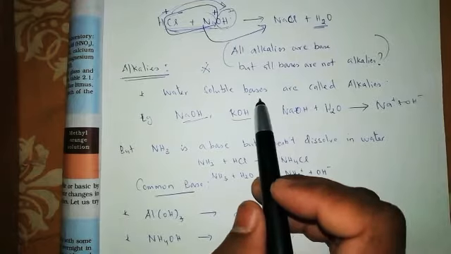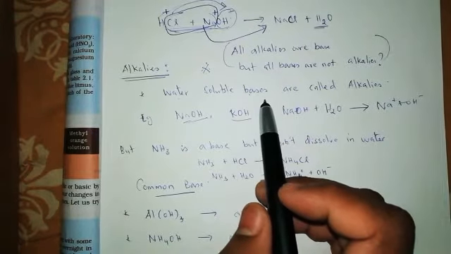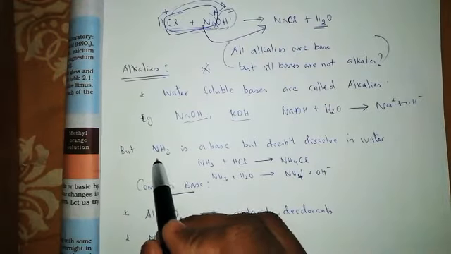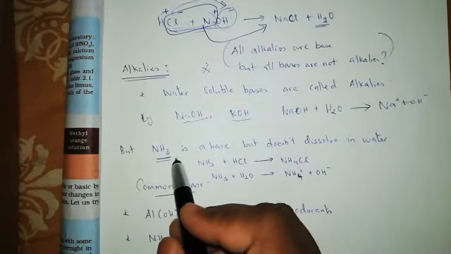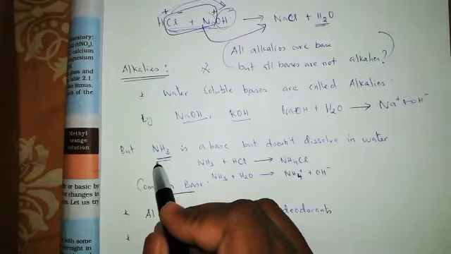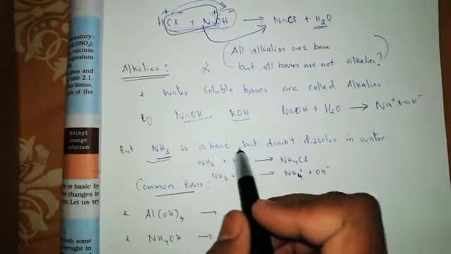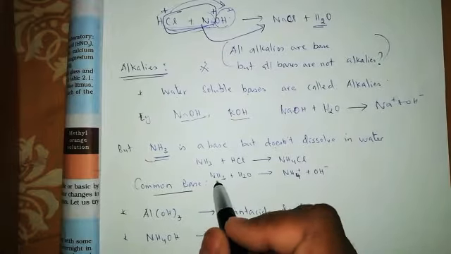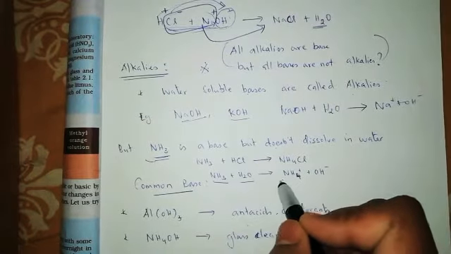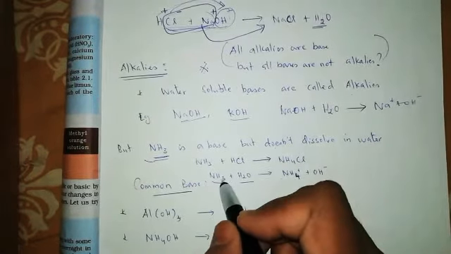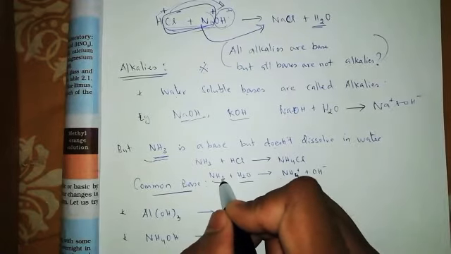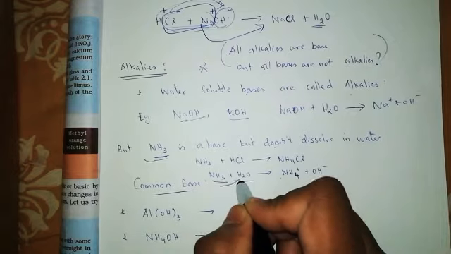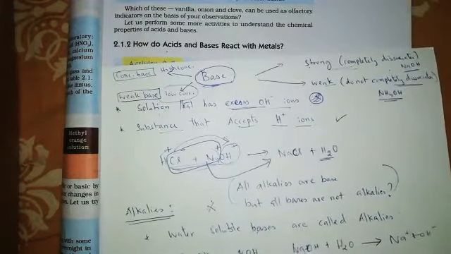But some bases won't dissolve. For example, NH3 ammonia is also a base. Actually, NH3 ammonia is a base, but it doesn't dissolve in water. What happens when we pour some water on ammonia? See, NH3 will be there. It takes one H plus. Now you understand that definition.